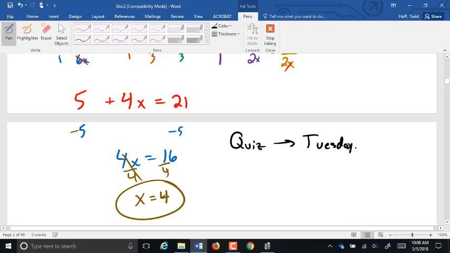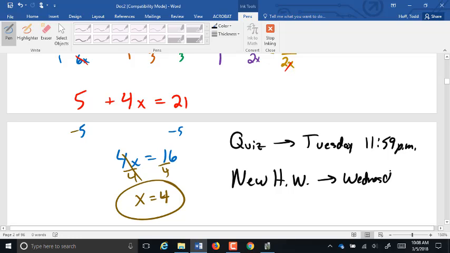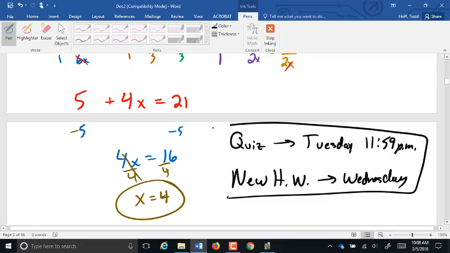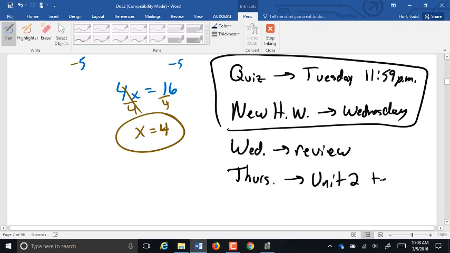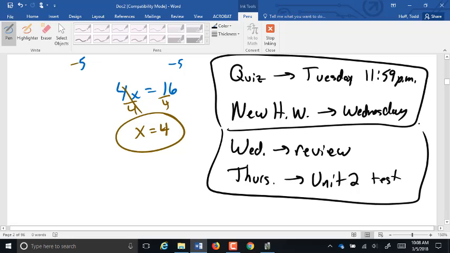There is a new quiz due tomorrow, Tuesday, at 11:59 p.m. And there is new homework due for Wednesday. Wednesday is a review day. On Thursday is our Unit 2 test. So be aware, it's coming. Any questions?